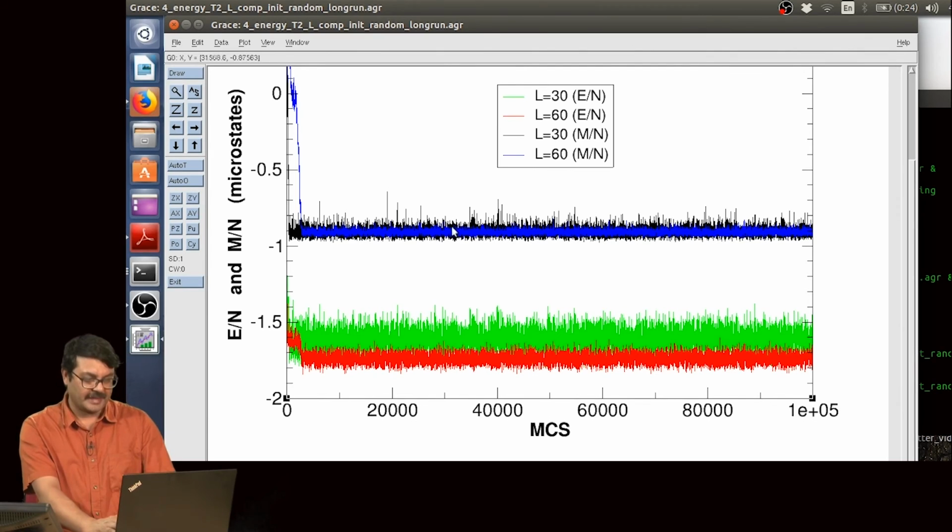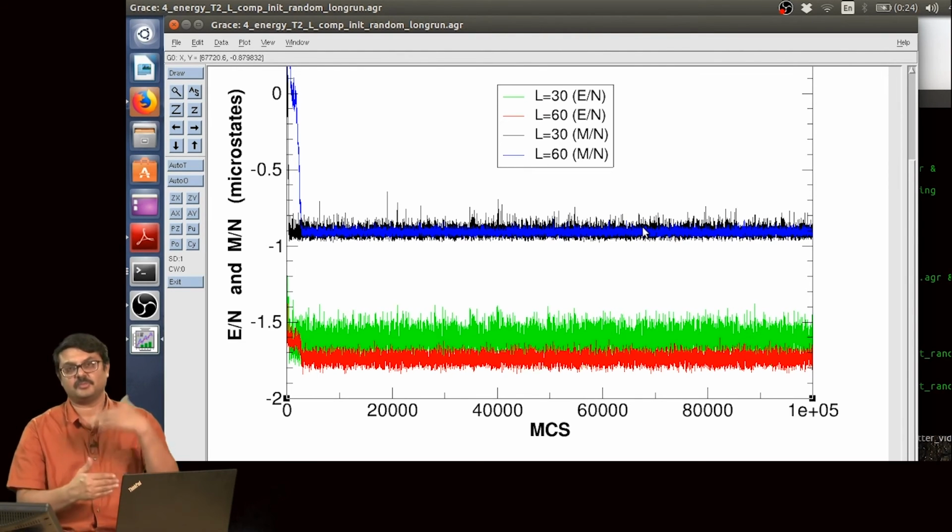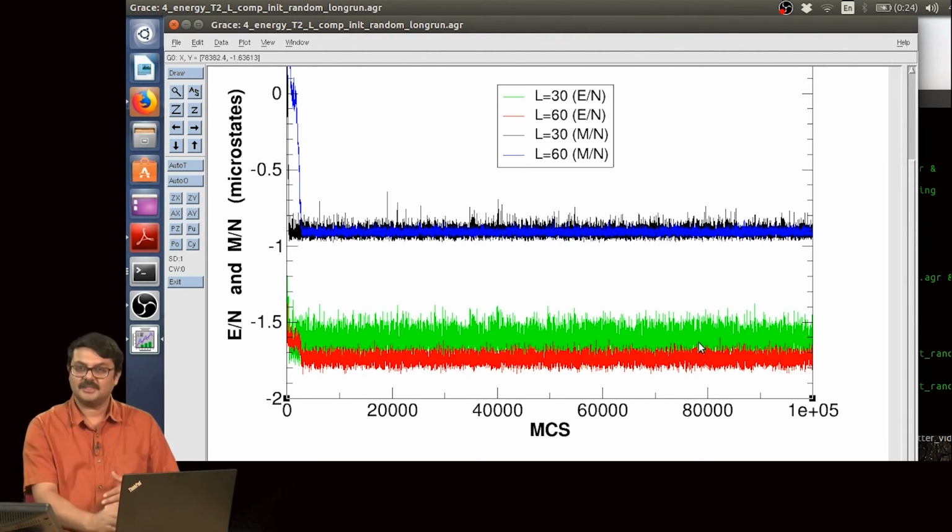So, the point is the magnetization is exactly on top of each other, with larger fluctuations for L equal to 30. On the other hand, lo and behold, the energy has a shift. Why is that? Here it shows that an equal fraction of spins seem to be pointing up or down, and here the corresponding energy is different.